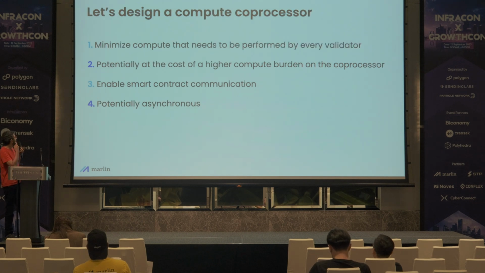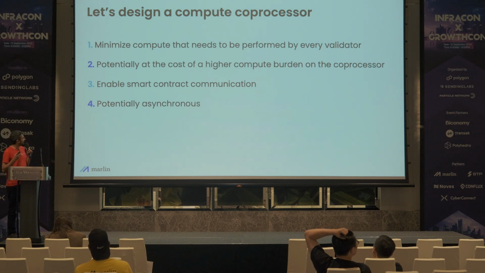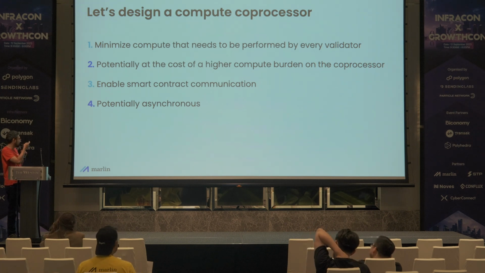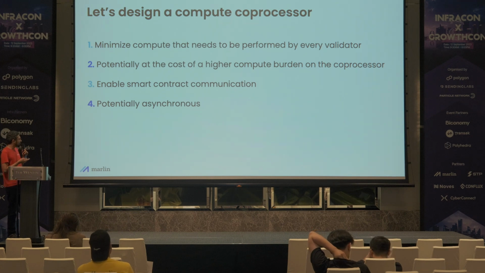So let's try to redesign our own compute coprocessor that can help Ethereum. I have a few goals here. For one, all the compute is basically performed by every validator, so let's minimize the amount that needs to be done. And while doing this, I'm fine incurring the cost of high-end compute on the coprocessor itself, because it scales better. And obviously, I want it to be usable from the blockchain, so I need smart contract communication. And for that, I'm willing to make it as centralized.